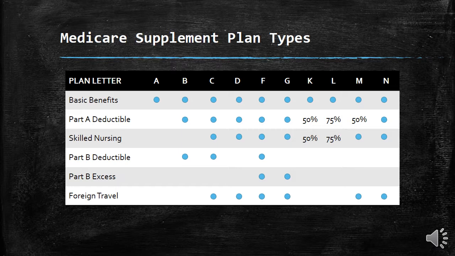Plan G is sold by insurance companies and is the middle tier plan. It is the one most people use. Plan N is used by people who are still in fairly good health, usually at no extra cost.